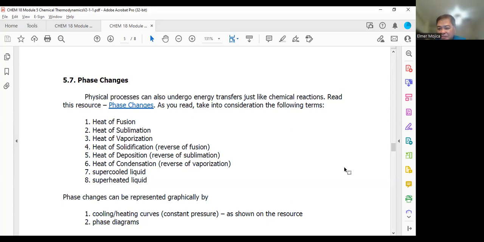Usually the energy. You increase the energy, you have phase changes. You decrease the energy, you have phase changes. So what do you need to know? You need to know kung ano yung iba't ibang process.